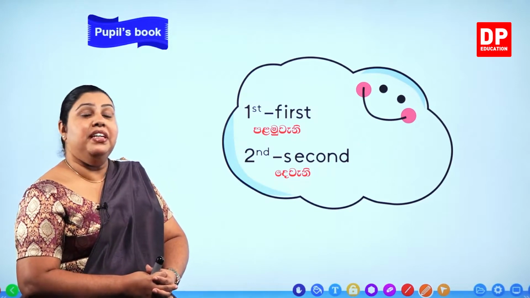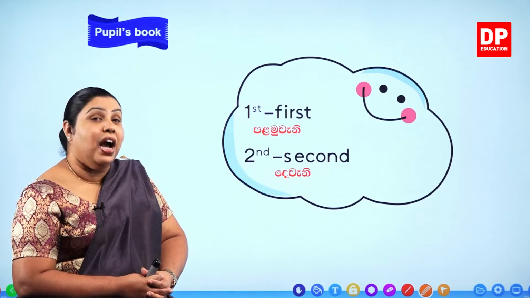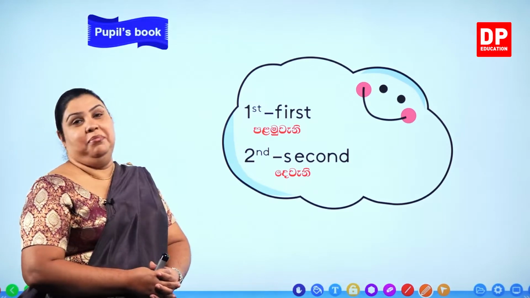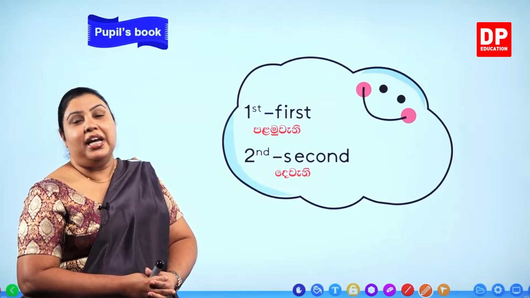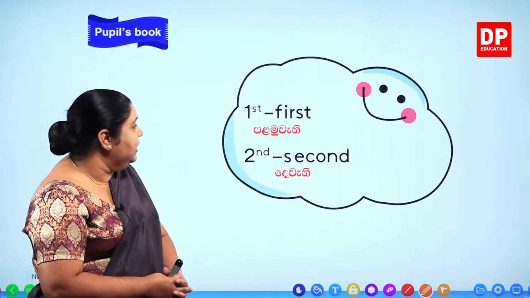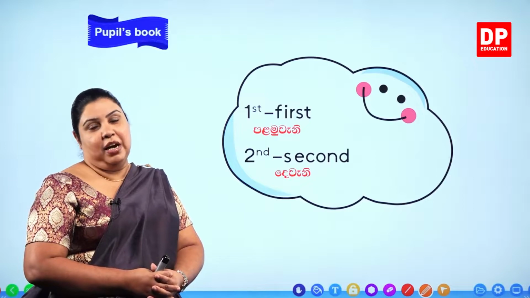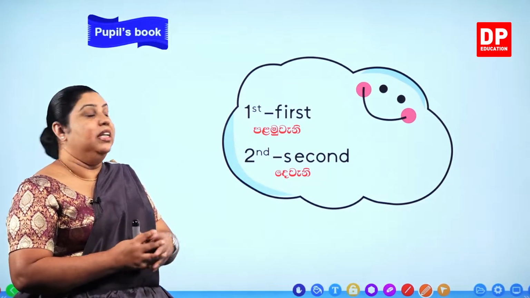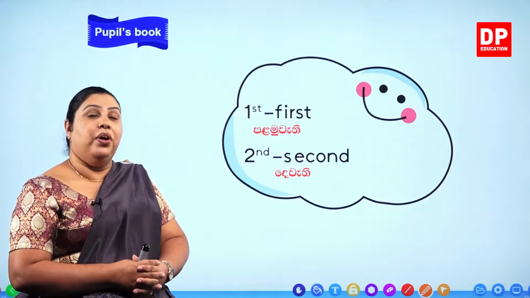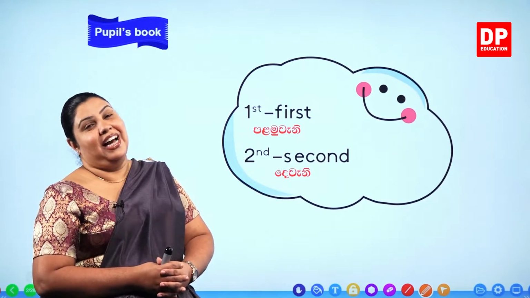Now we are going to talk about these numbers. First, second, third, fourth, and so on. So these numbers are called ordinal numbers. So now in our lesson today, we are going to talk about these numbers, ordinal numbers. Come, let's start our lesson.